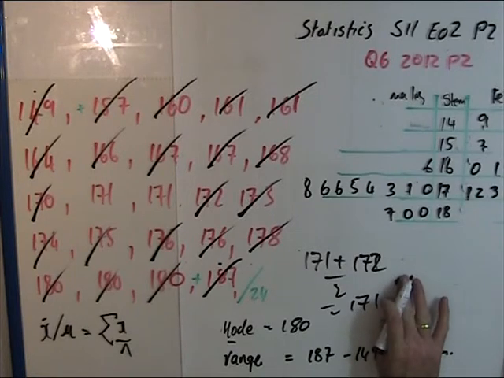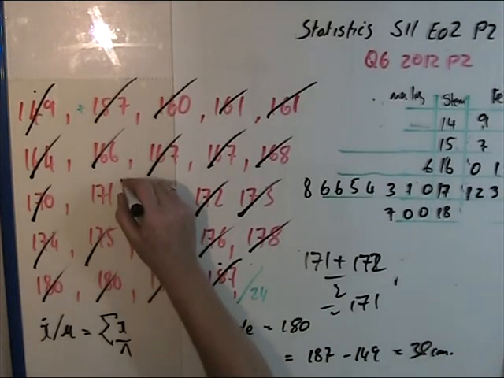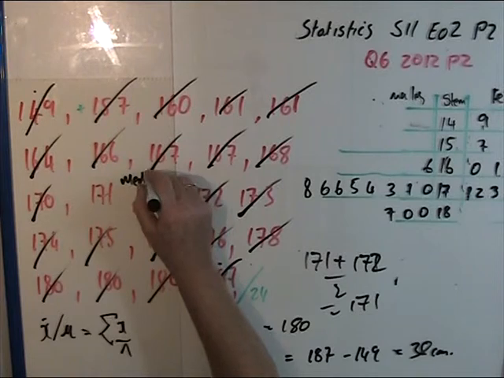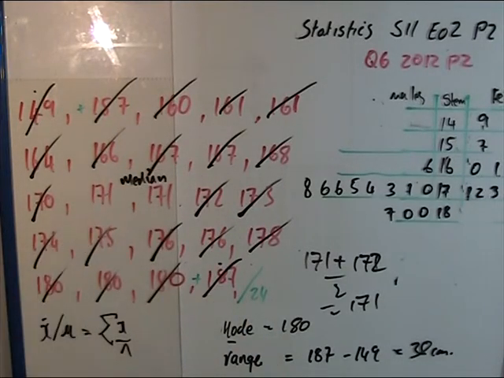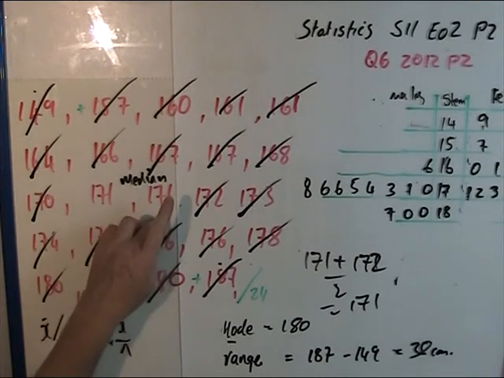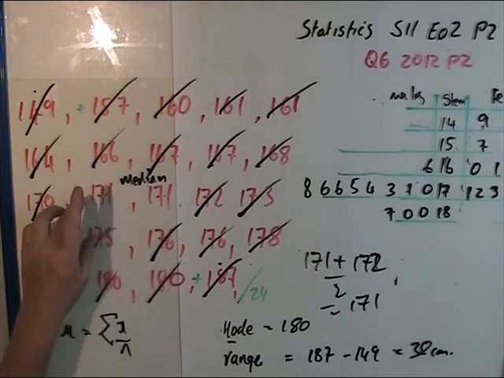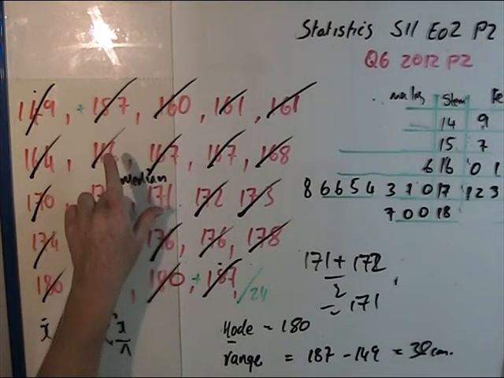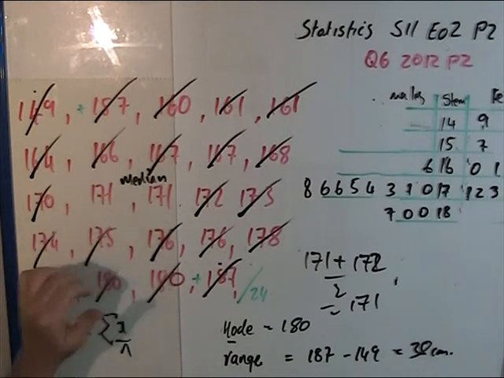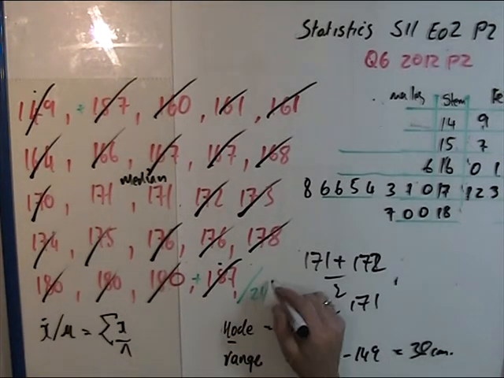Let me go through again. The median is when you take these two together and divide by 2, which is 171 anyway. If they were different, you would still add them and divide by 2. Sometimes you're left with 2, sometimes you're just left with 1, and that's great. That's the median.